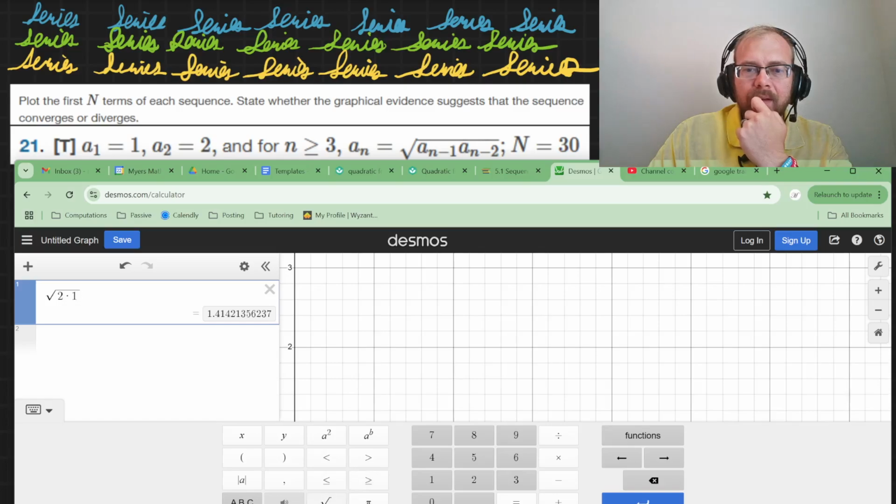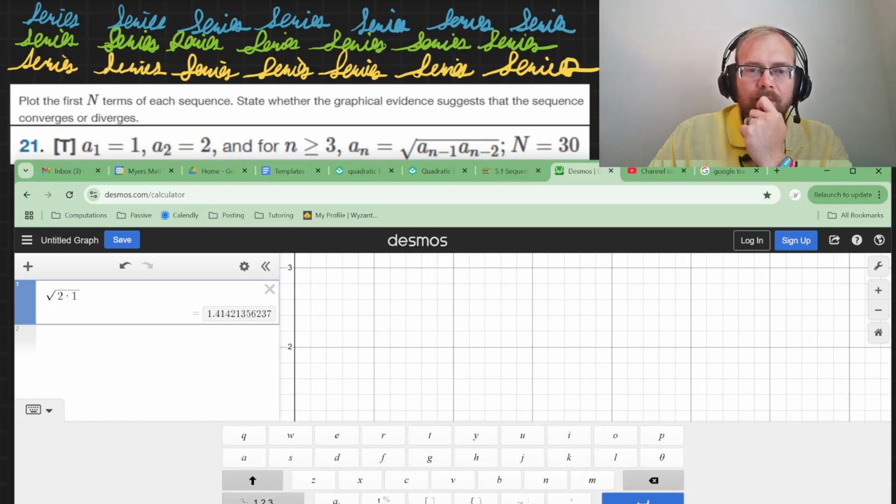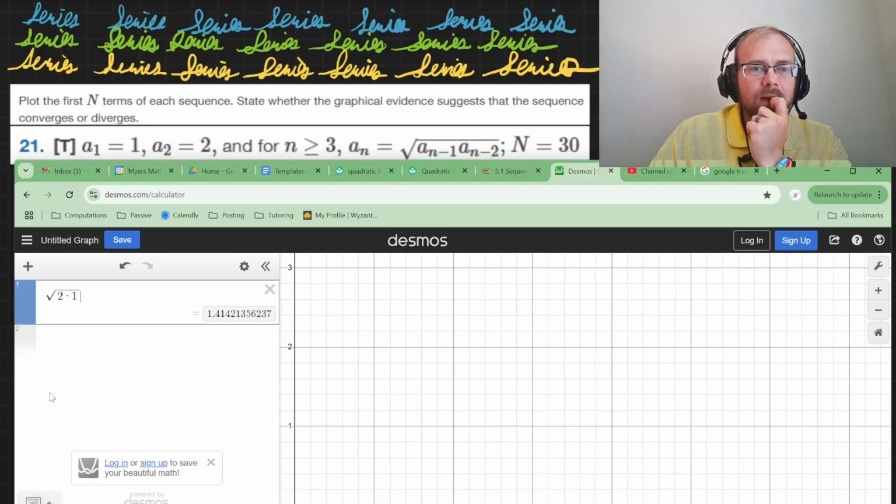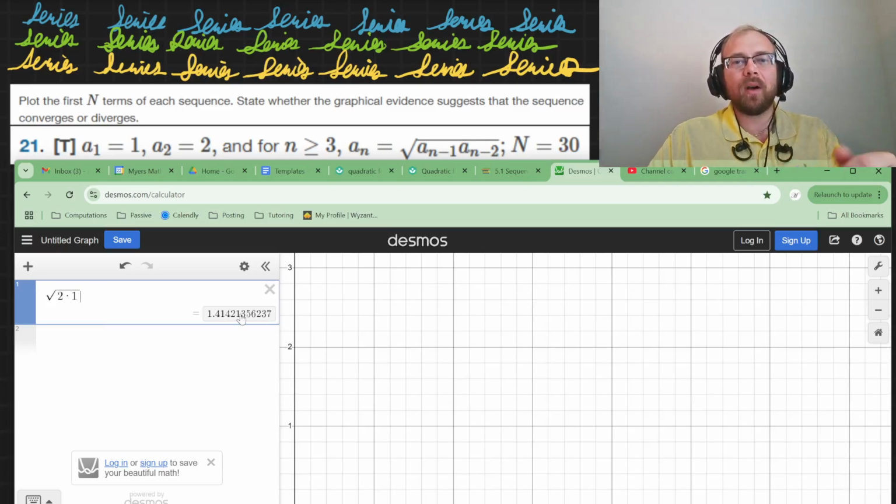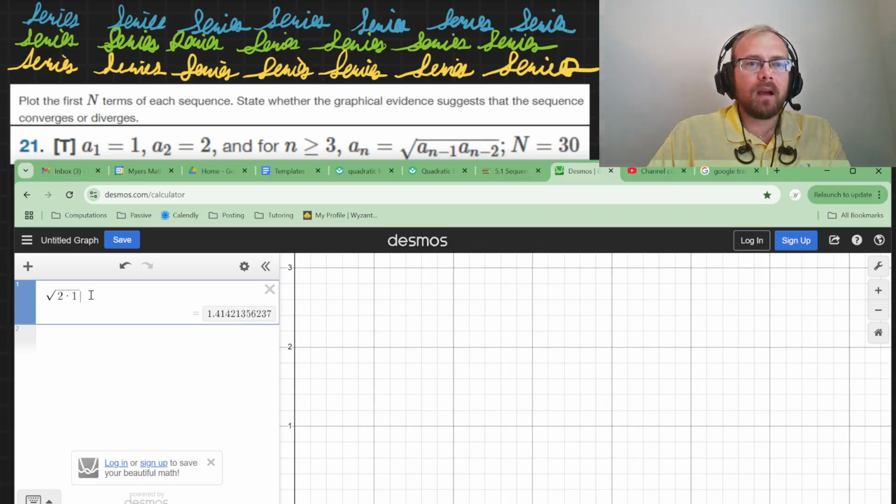Let's see. ABC, absolute value, square root button, functions. No, I don't know if there is a way. There should be though. Well, whatever, it is what it is. So that's going to be the square root of 2, which comes out to be about 1.4-ish. So that'll give us our next term.